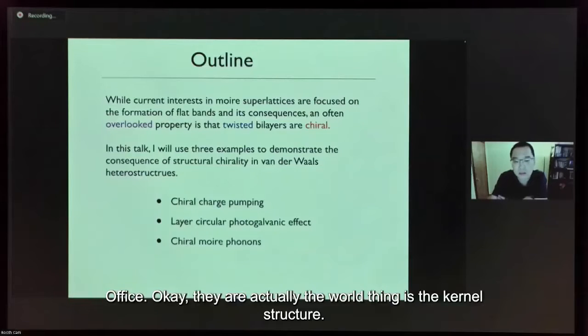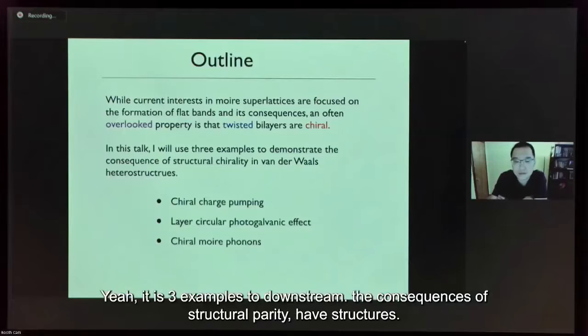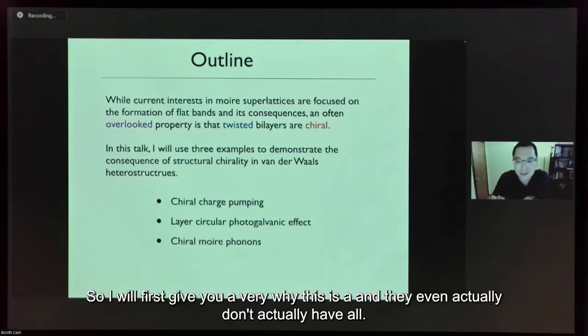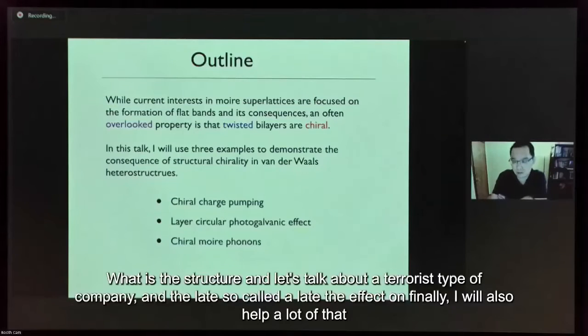So in this talk, I will use 3 examples to demonstrate the consequences of structural chirality in van der Waals heterostructures. I will first give you a very simple example to show you why this is chiral, and even at a geometric level, what is the consequence of the chiral structure. Then I will talk about chiral charge pumping and the so-called layered circular photogalvanic effect. And finally, I will also talk about chiral phonons in these Moiré heterostructures.